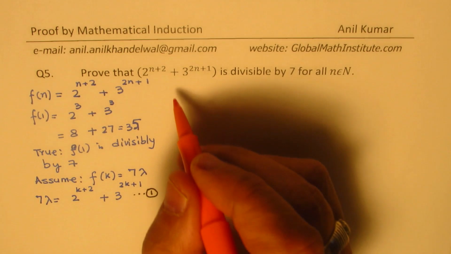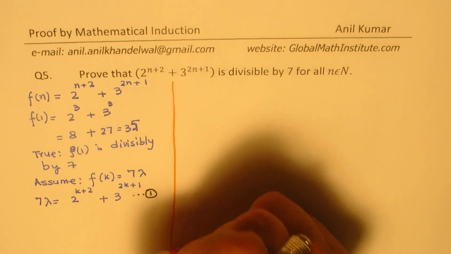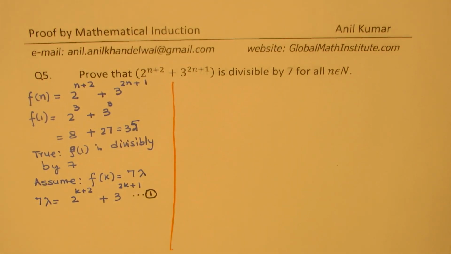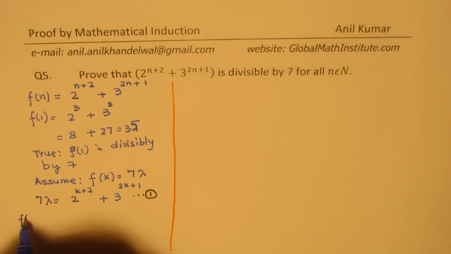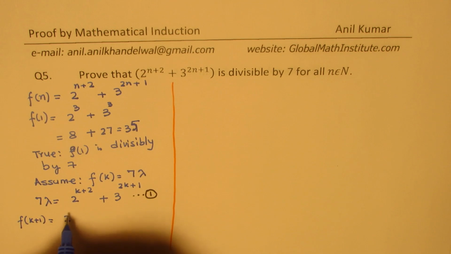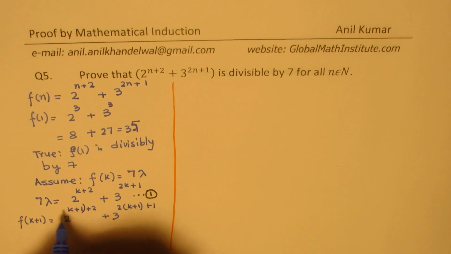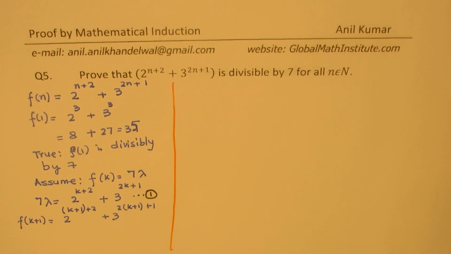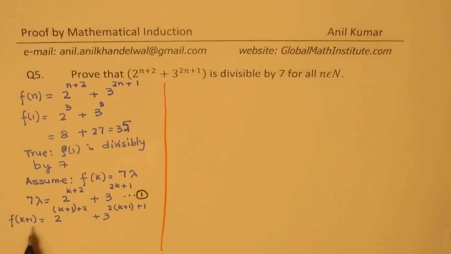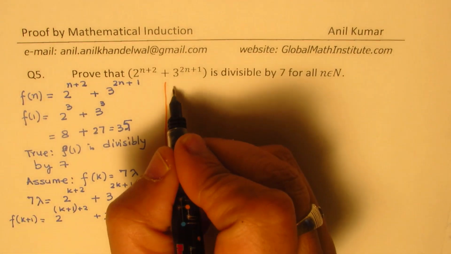What we need to prove is that f of k plus 1 is divisible, right? So we need to find what is f of k plus 1. So that will be 2 to the power of k plus 1 plus 2 plus 3 to the power of 2 times k plus 1 plus 1, right? So you could write this in brackets. That is what we need to work with. So let us take this to the right hand side and solve further.